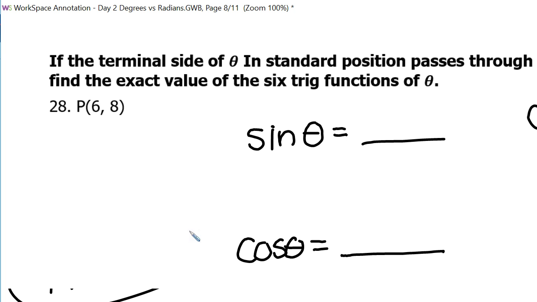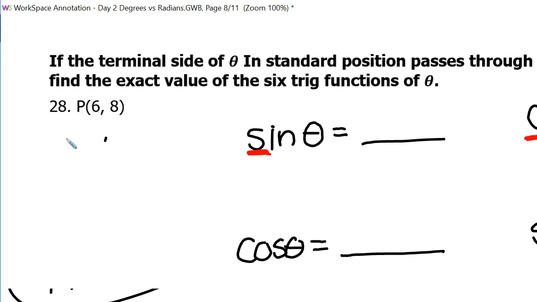And remember, when you're trying to remember the reciprocals, S and C are paired together. So the reciprocal for sine is cosecant. And what is the reciprocal for cosine? Secant. And what is the reciprocal for tangent? Cotangent. So we need to find all 6 of those answers. Sine, cosine, tangent, cosecant, secant, and cotangent.